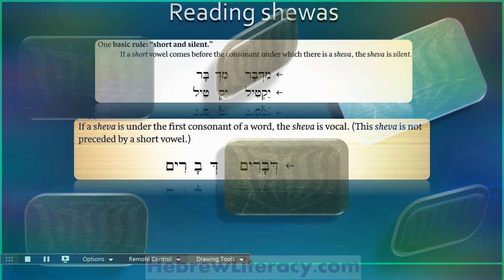Okay, I duplicated that slide. Here we have the next rule. If a schwa is under the first consonant of a word, that schwa is vocal, so it's going to be a little sound. It's not preceded by a short vowel. You can reason that's why it's happening, so you really don't have to know the second rule. The first rule preempts it. Devarim. Devarim is de, it's vocal. Devarim.